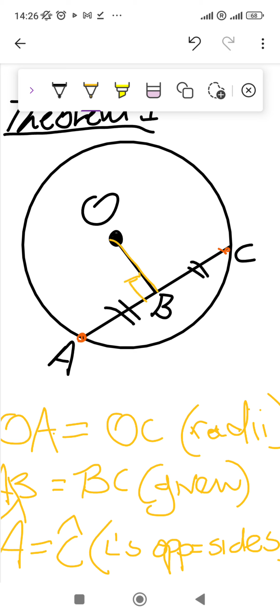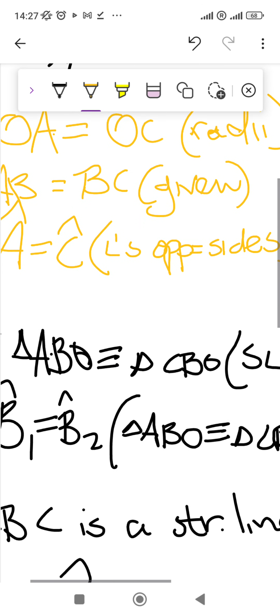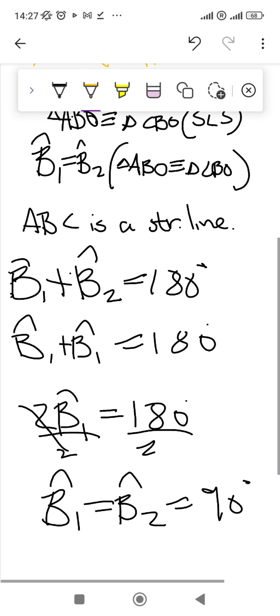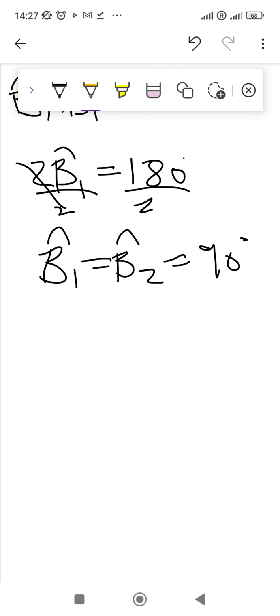So theorem 1 was the exact opposite. Theorem 1 said there is a 90 degrees, and because of the 90 degrees they are equal. The converse of theorem 1 says they are equal, and because they are equal, this is 90 degrees. So the one tells me that there is 90, and because of the 90 they are equal. The other one tells me they are equal, and because they are equal there's a 90.